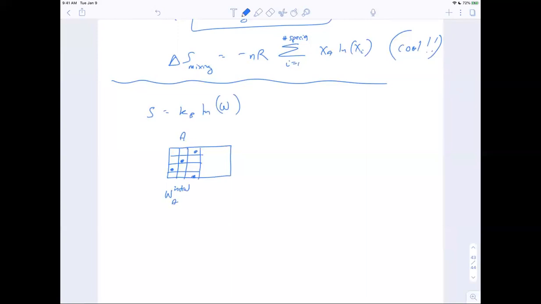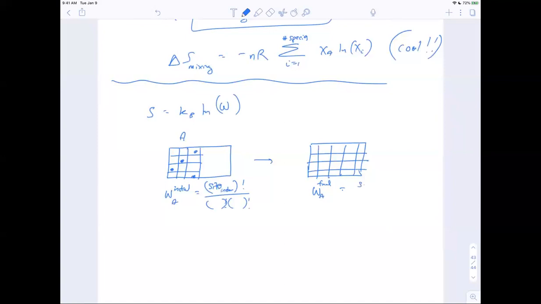But now, once you remove the partition and you allow A to move freely over more sites, now you have W_A final. And so let's say initially you have for A, number of sites, what are we going to call it here, sites initial factorial over some other factorials. Finally, what we're going to have is sites final factorial over the same stuff. And we see here that the sites that are available now to the same number of particles of A is going to increase, in this case.